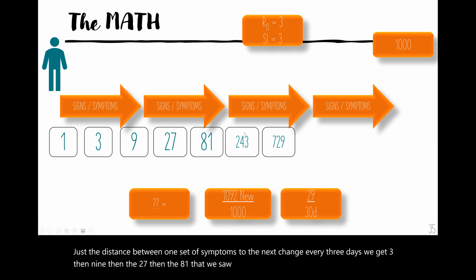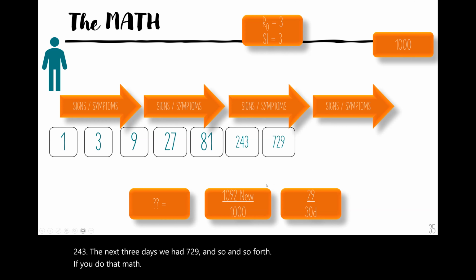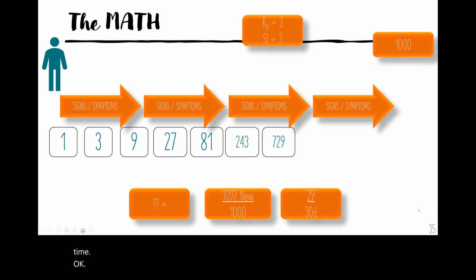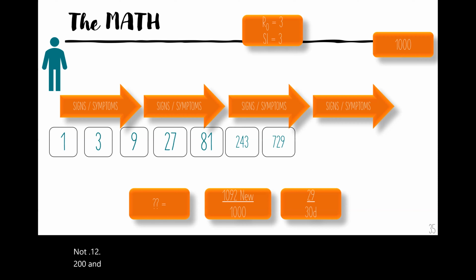But then the next 3 days we get 243, the next 3 days we had 729, and so on and so forth. Now, if you do that math, I want you to understand that instead of being 12%, which is the number that we looked at last time, the factor that you're looking at here is 240 times many more people have been infected. Not 0.12, 240 times. If you want to understand this, at the end of the month, there'd be 30,000 infections.